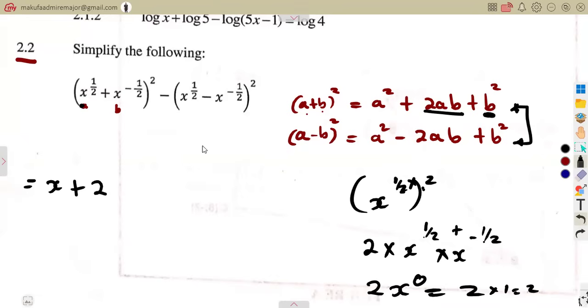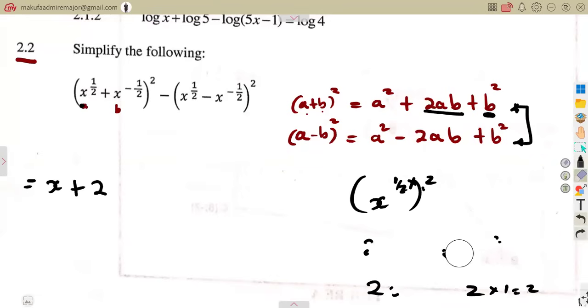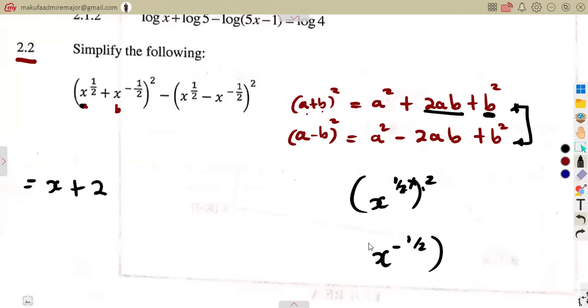Okay, then we move on to b squared. Last term squared, b squared. And our b, according to the first term, it's x to the exponent of minus half. But we have to square it.